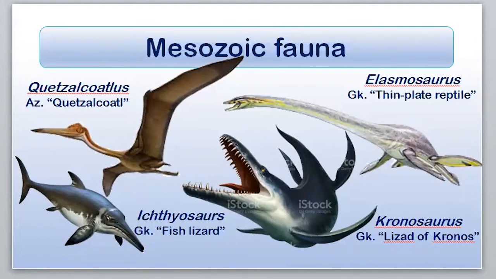Oh, and sir, I need to make a correction, sir. Kronosaurus isn't a mosasaur, sir. It's a pliosaur. And Elasmosaurus is a plesiosaur. These are the plesiosaurs and pliosaurs. The largest known pliosaur is Kronosaurus. It's not a mosasaur. And those are marine reptiles.